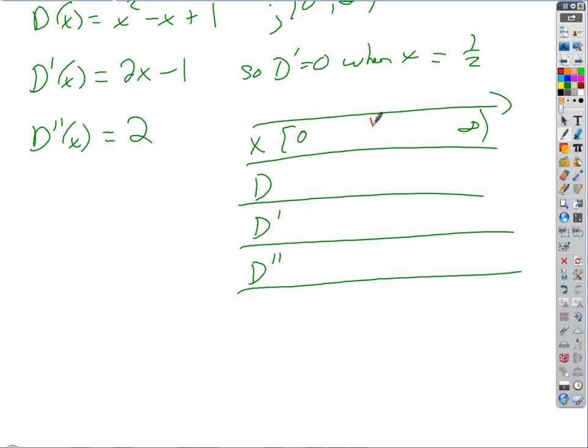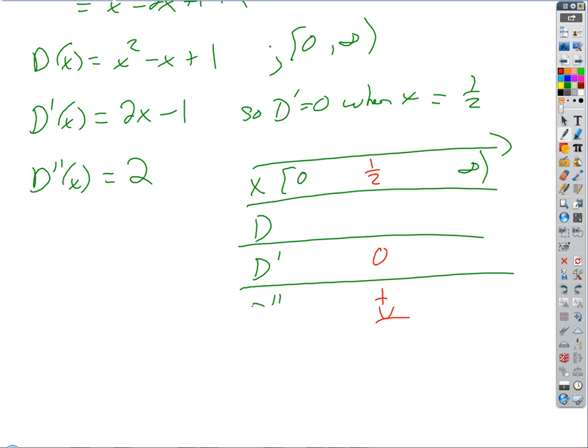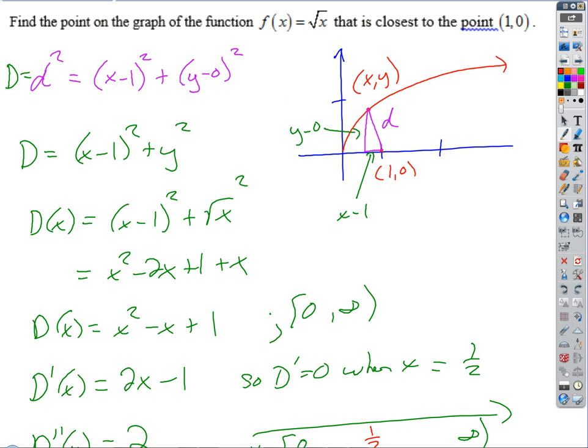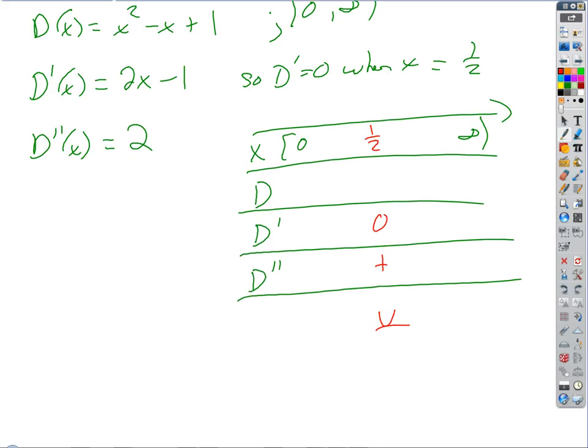So then our one critical number was at 1/2, we got a 0 there, positive there, which means it is a minimum, right? And what were they asking for? The point that's closest. Okay, so if x is 1/2, then what's y? Square root of 1/2, right? So we'd end up with the point 1/2 and 1 over radical 2. If you want to rationalize it, fine, I wouldn't care.